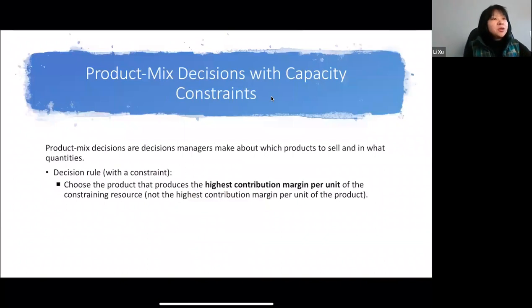So what we're going to do today is we're going to finish the chapter about decision making. Then we have one more chapter left, that's transfer pricing. Then we're going to do the case together. After that, we are going to have a review session.